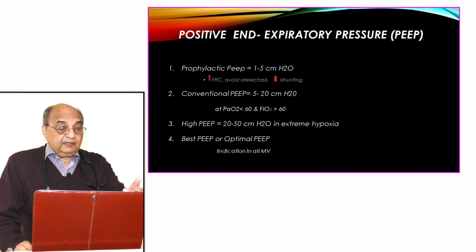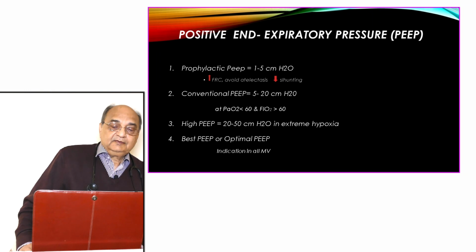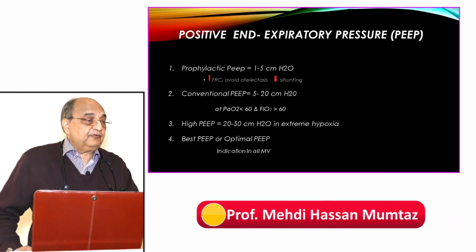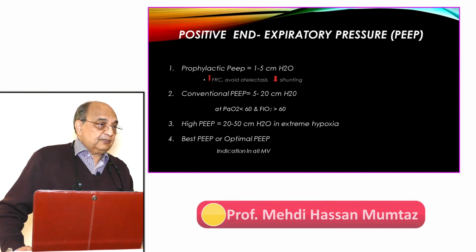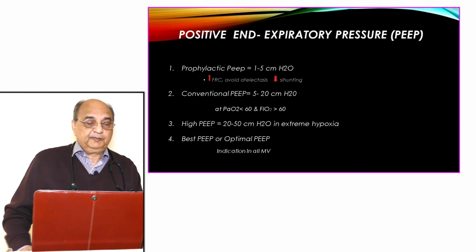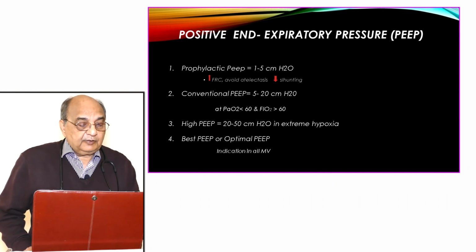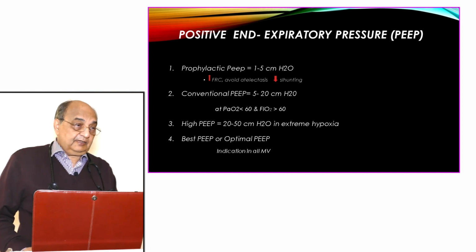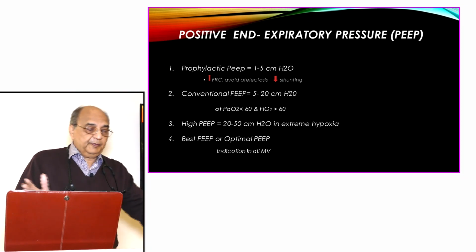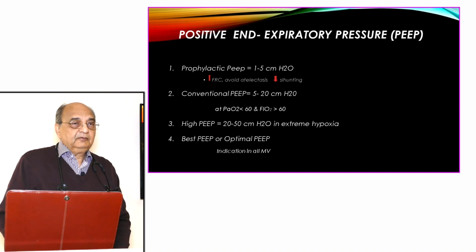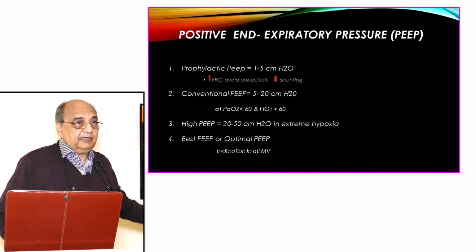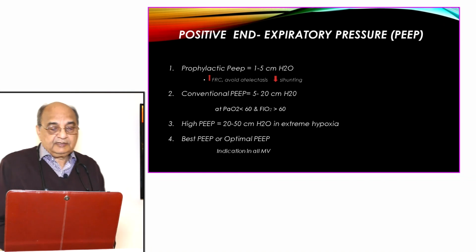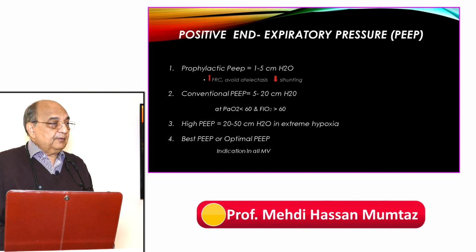Now, there are different types of PEEP also. So it's a big subject in itself. Prophylactically, we put PEEP of 1 to 5 centimeters, if there is no contraindication for putting the patient on PEEP. It will increase FRC, functional residual capacity, and it will decrease the shunting. If you open up the alveoli and keep the alveoli open, there will be better oxygenation, better diffusion of the gases, because the functional residual capacity is increased, and the shunting effect will be gone.